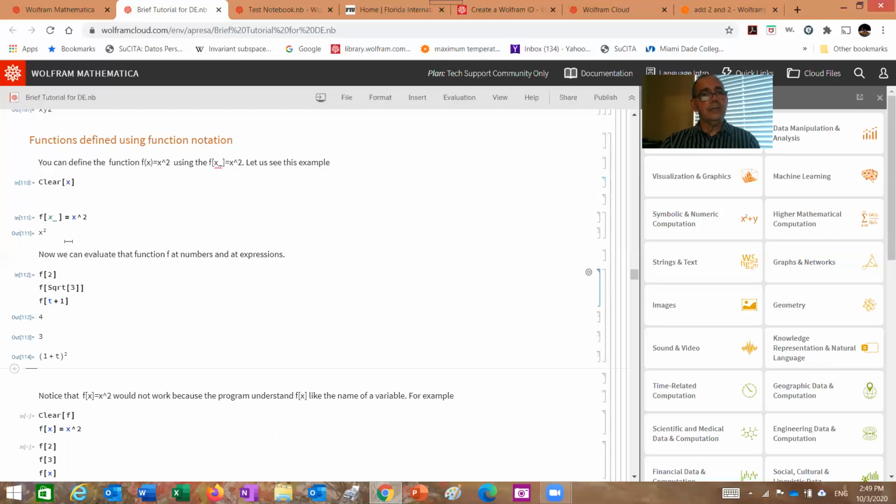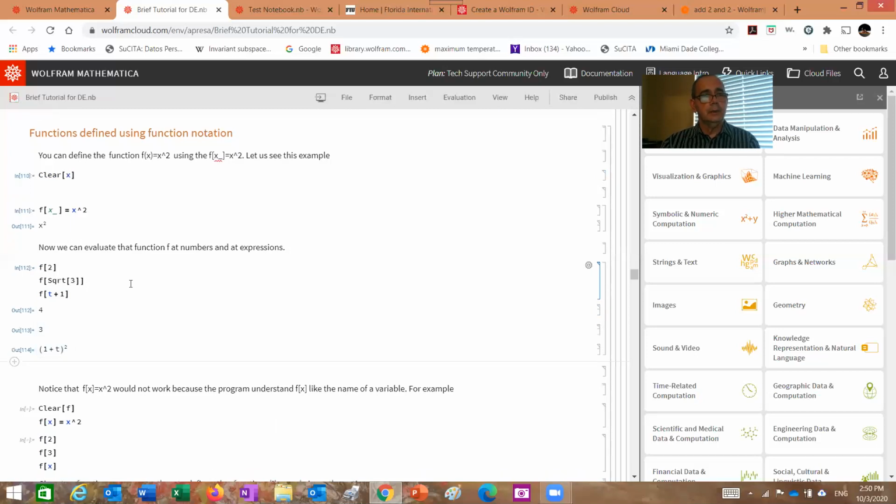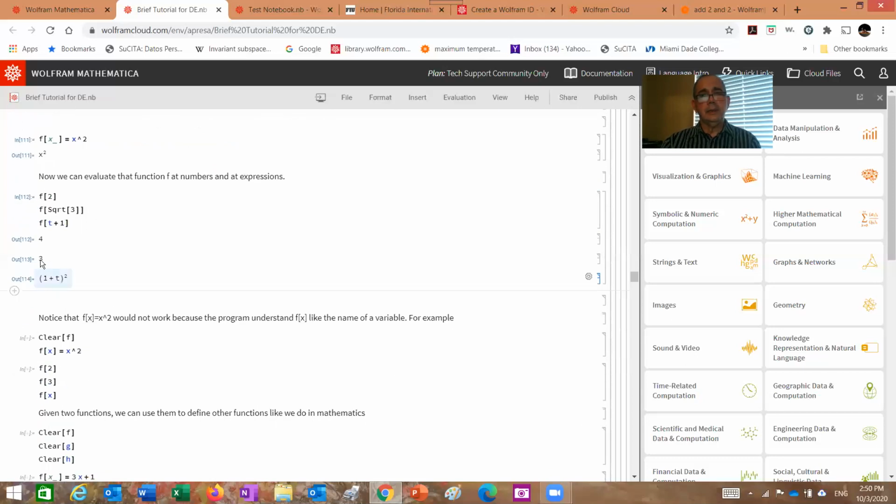Well, f of 2 is 2 to the second, which is 4. f of square root of 3 is 3, because square root of 3 to the second is 3. Notice that the Wolfram language is doing the simplification. It's raising the square root of 3 to the second, and it is doing the cancellation of the square root with the power. And then now here we have the 3, and for the last one, it replaces the x by t plus 1, and it finds 1 plus t to the second.